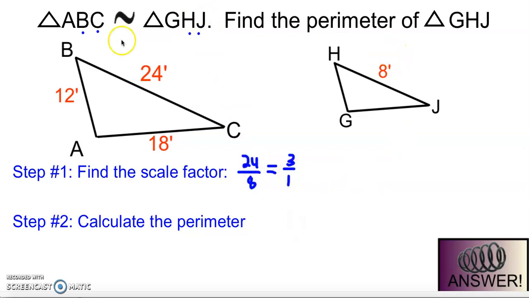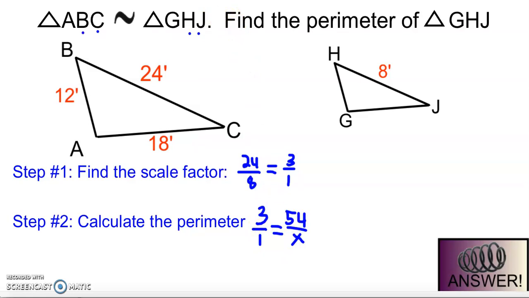And then I can use my scale factor to figure out what the perimeter of the small one is by adding up all of these. So if I take 18 and 12 and add them together, I get 30, plus 24 is 54. So I can use that perimeter of 54 to find the perimeter of this small one. So I'm going to use my scale factor of 3/1 equals 54 to x.